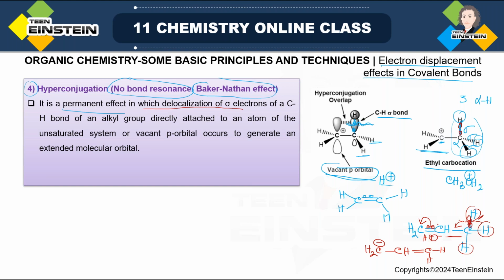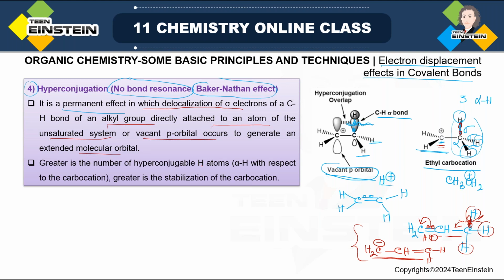So these sigma electrons that are originally part of the CH bond, or you can say the CH bond of an alkyl group, when they are directly attached to an atom of an unsaturated system. So that picture we have drawn here, this is an unsaturated system, right? Or it is attached to some vacant p orbital. That is possible with the carbocation. Then they generate an extended molecular orbital. So now this original position of the electrons, now they are engaged up to this position. So the MO, that is molecular orbital, is as if now extended.